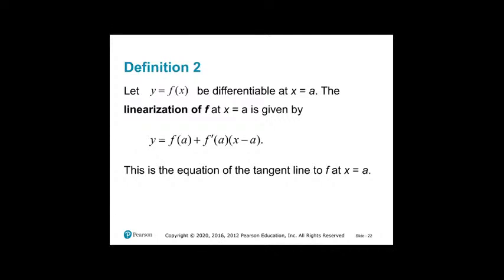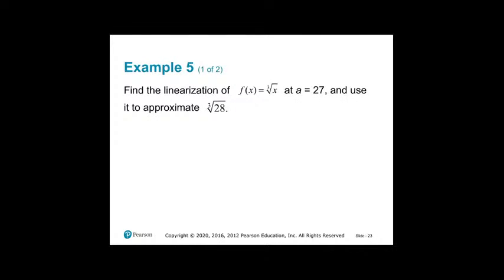When we want to jump straight to the equation of a line, the tangent line at a point x equals a. So find the linearization of this when a is 27 and then use it to approximate this. Okay. Let me give myself some space.